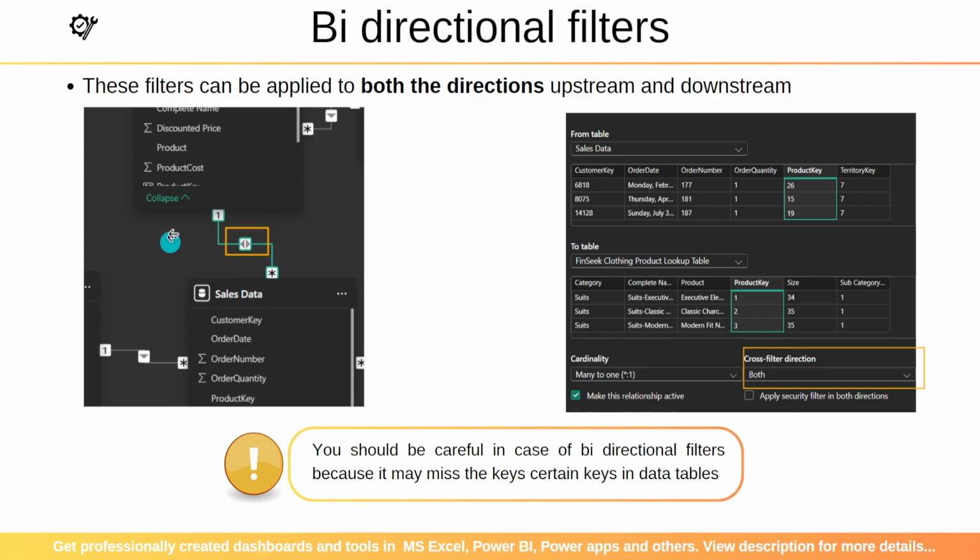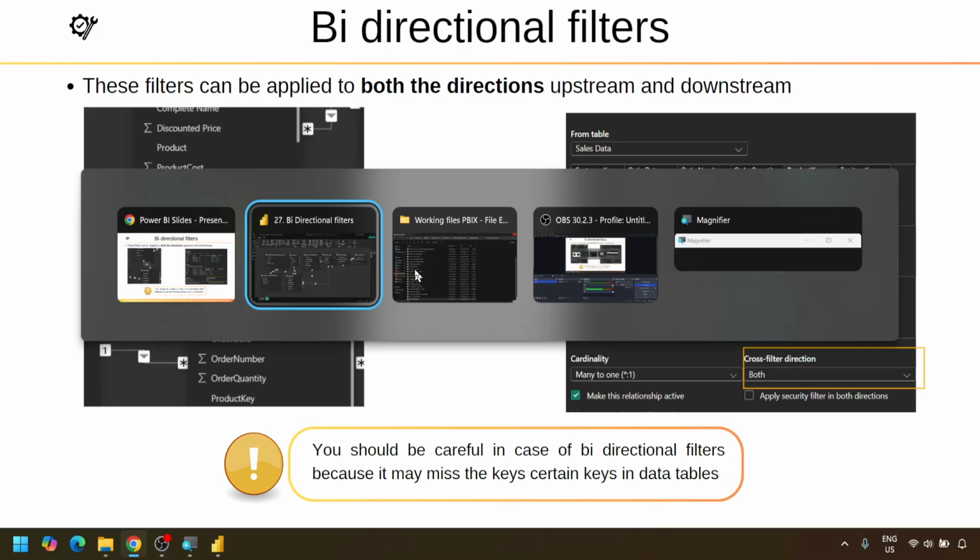Through these bidirectional filters, we can achieve more flexibility for filtering the data, but sometimes it may be problematic when the data is huge, so it's not always suggested to use bidirectional filters. So let's go to Power BI and see these filters in live action.